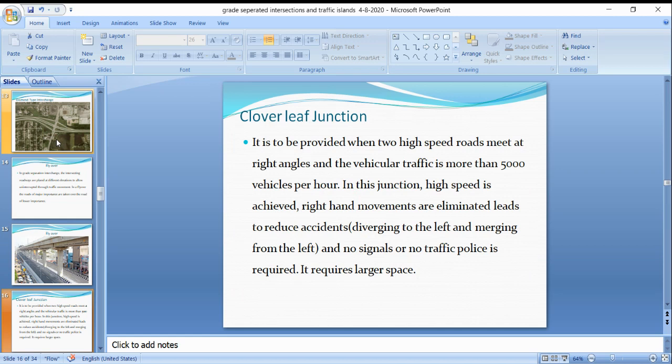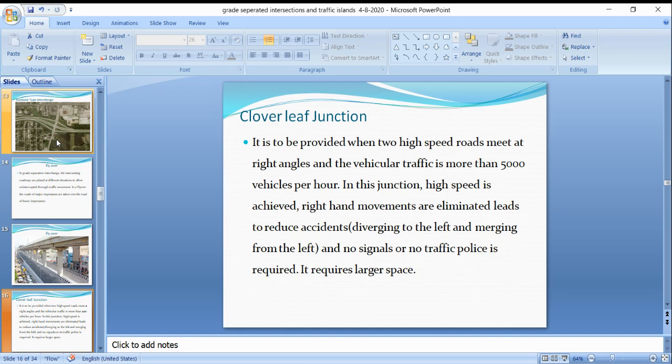Clover leaf junctions are provided when two high-speed roads meet at right angles. They are generally used where roads meet at high speeds, for example highway roads, which have more speed. When the vehicular traffic is more than 5,000 vehicles per hour coming to the junction, then we will provide this clover leaf junction.